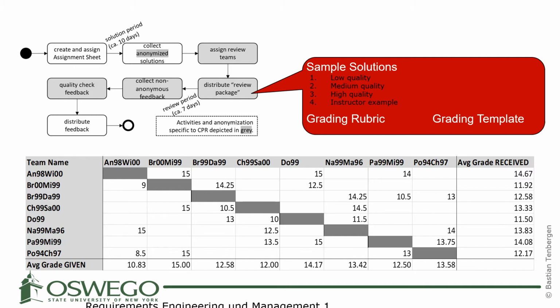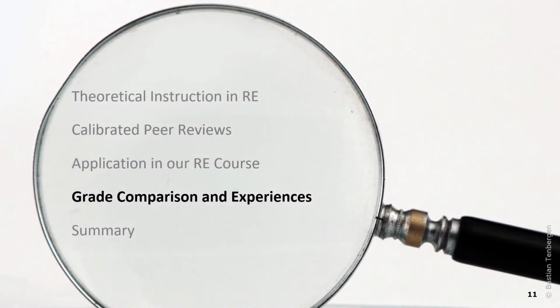Afterwards, students had about 7 days to complete the review. And after we collected the non-anonymous feedback, we quality checked the solutions, making sure that students actually provided feedback and didn't just leave the feedback field blank. Make sure that there was no profanity in the feedback and things like that. And then, of course, we distributed the feedback to everyone.